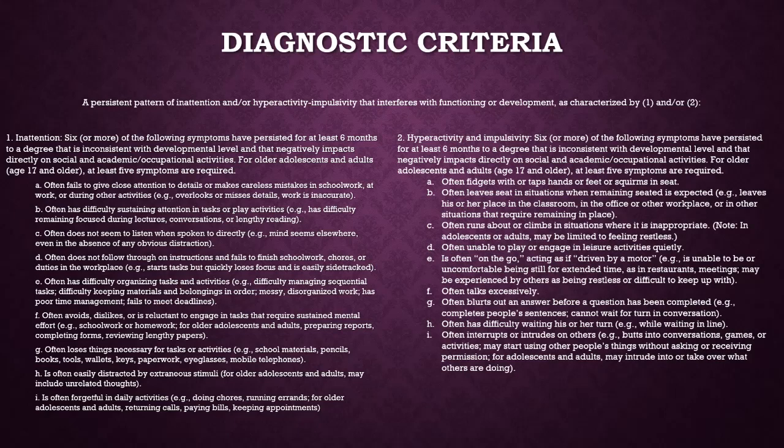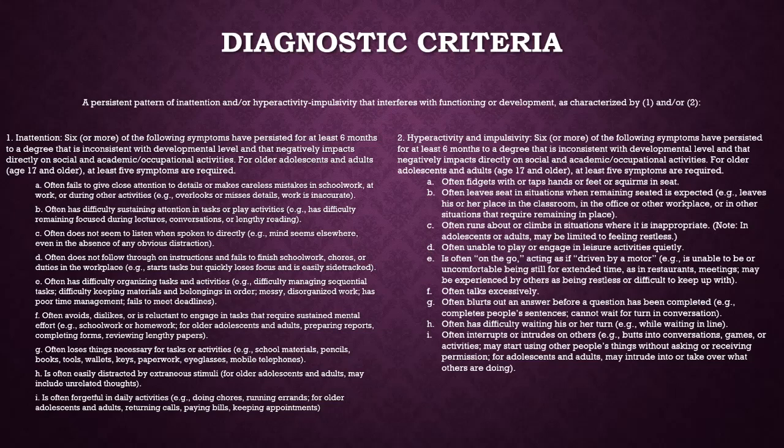Hyperactivity and impulsive symptoms. 6 or more of the following symptoms have presented for at least 6 months to a degree that is inconsistent with developmental level and that negatively impacts directly on social, academic, occupational activities. For older adolescents, 17 and up, at least 5 symptoms are required.